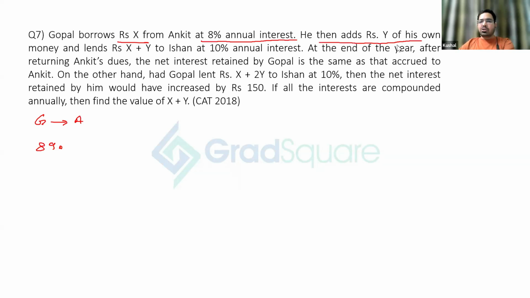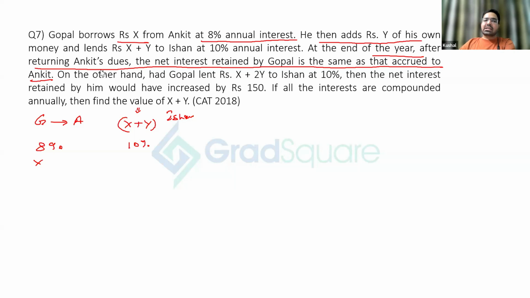He then adds a value Y to this, making it X plus Y, and lends X plus Y at 10% annual interest to Ishan. At the end of the year, after returning Ankit's due, the net interest retained by Gopal is the same as that accrued to Ankit. So Gopal takes X amount from Ankit at 8%, adds Y to it, lends the entire money at 10%, and repays the interest to Ankit at the end of the year, right?